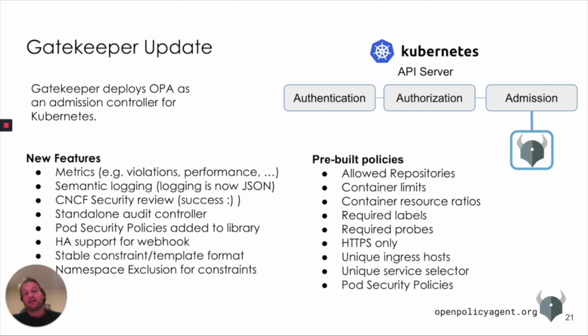And that brings up the point that Gatekeeper also, remember, has a number of pre-built policies. I think the list on the right there is pretty well up to date. The biggest new one is obviously the pod security policies that I mentioned. So if you're interested in using OPA for admission control in Kubernetes, I definitely suggest you check out Gatekeeper.